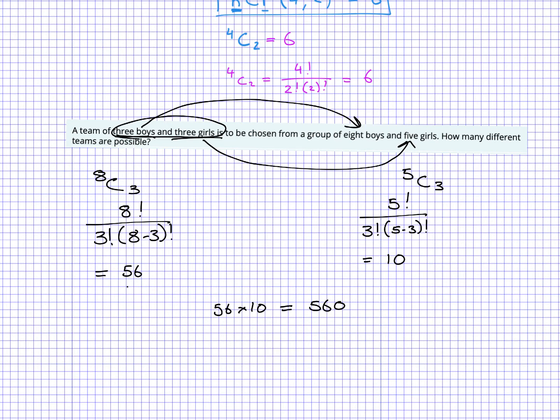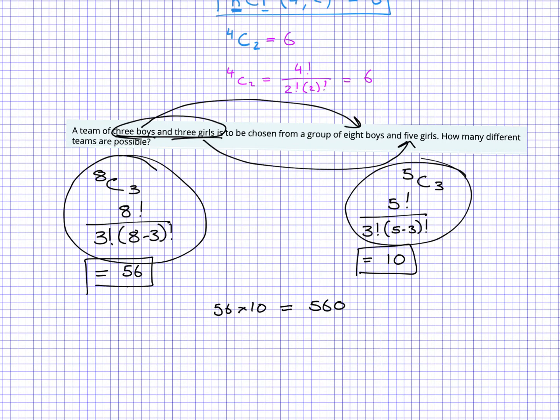Okay, so this is really important, this part here, writing it like this. The calculator can do the calculating for us, but the important part here is that we can identify the group size and how many we are choosing, and then convert that into the formula.